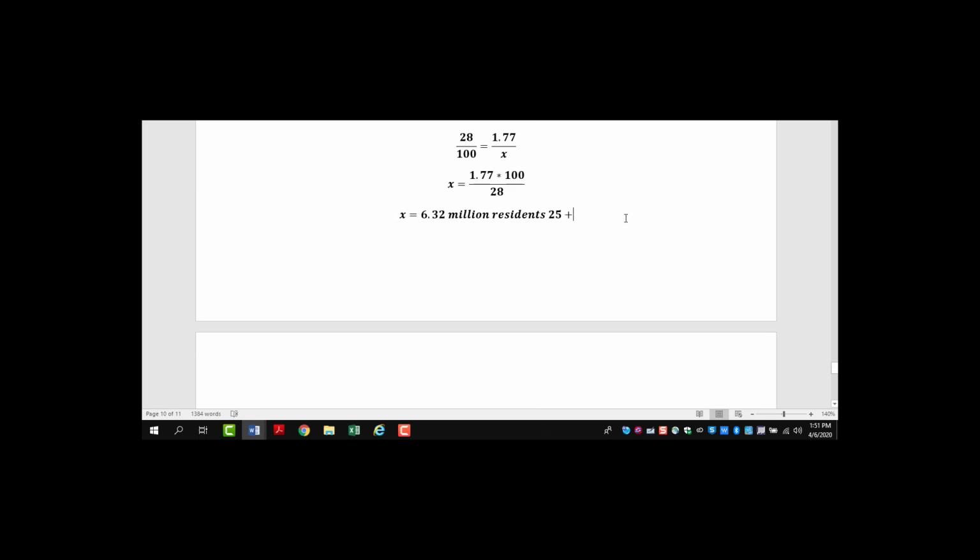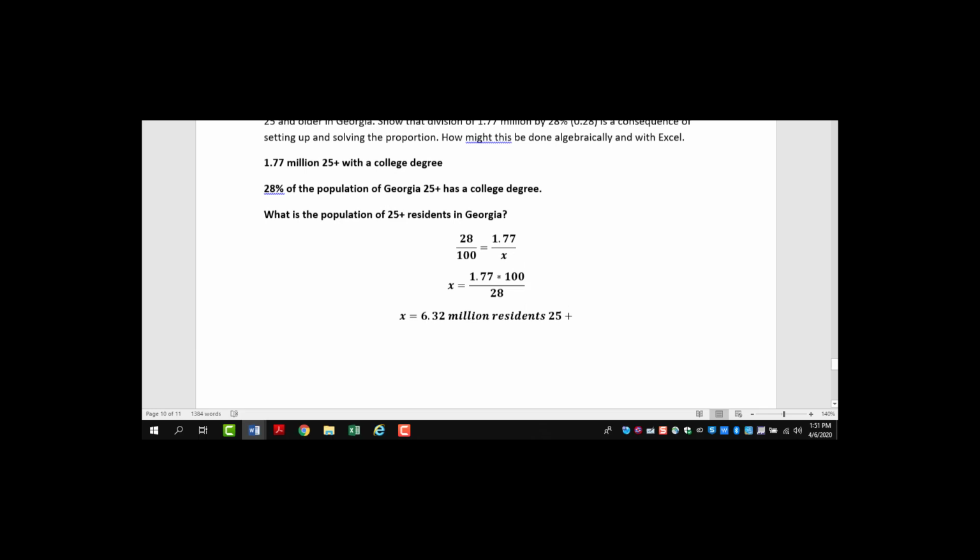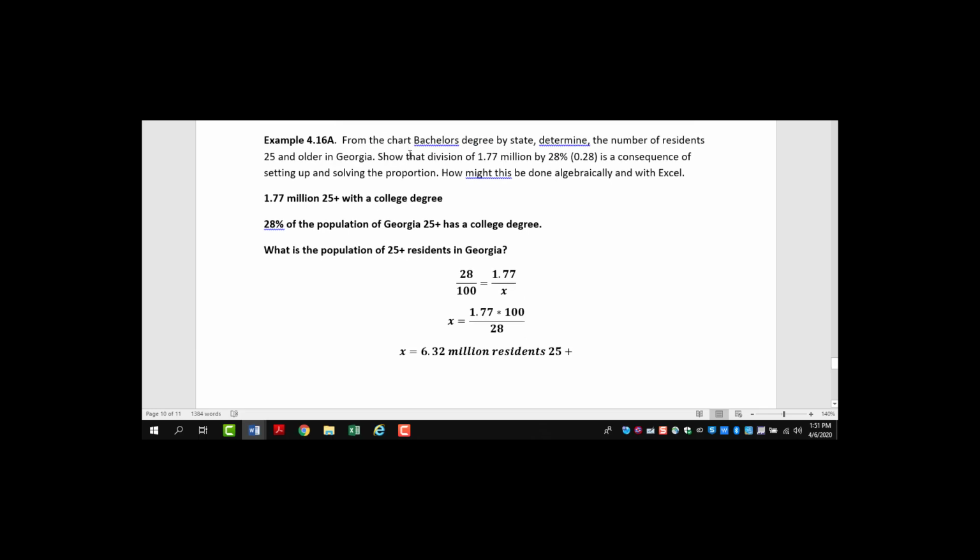So there is our answer. That's the proportion. Cross multiply, divide, and that's what we get.